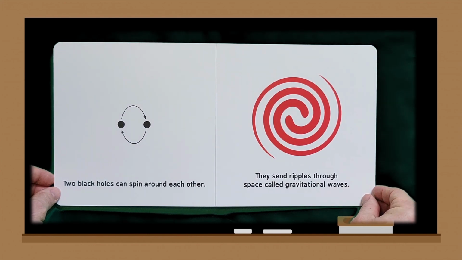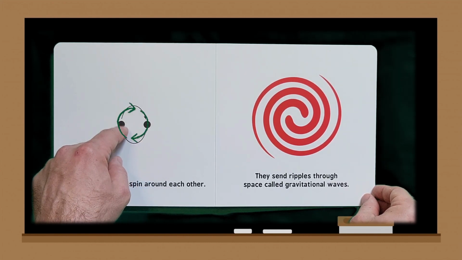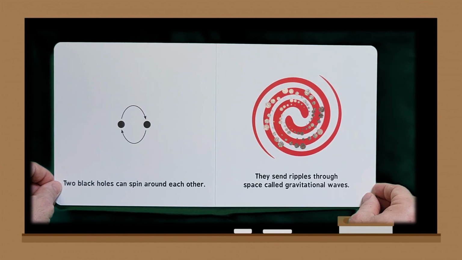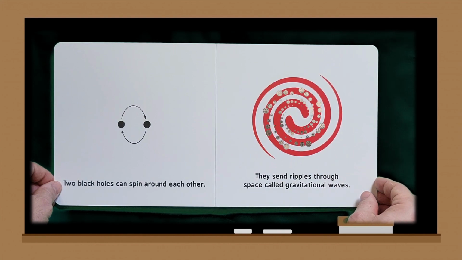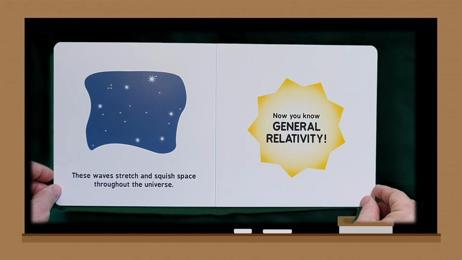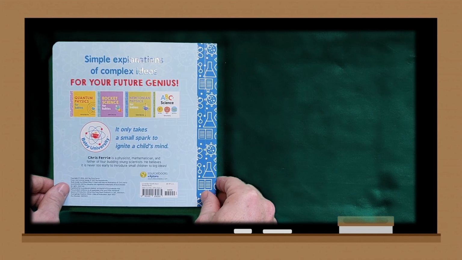Two black holes can spin around each other. See the two black holes and they're spinning around. When they do that, they send ripples through space called gravitational waves. See the red gravitational waves from the black holes spinning around each other? These waves stretch and squish space throughout the universe. Now you know general relativity. What a great book! Let's read the next one.